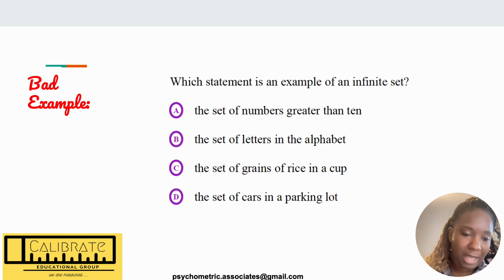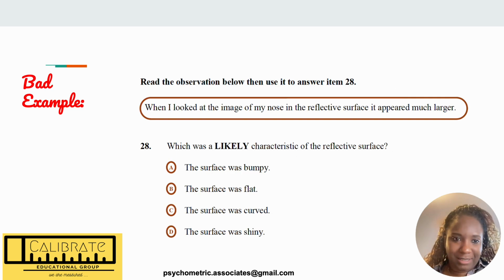Now, as you can see, we have a lot of repetition, and so we remove these, and then we can add this to the stem. So we could add it here, or we could change the phrasing of the question overall, and so we could have the set of dash is an example of an infinite set, and then we'll just have the numbers greater than 10 and we continue. All right, so let's take a look at another example.